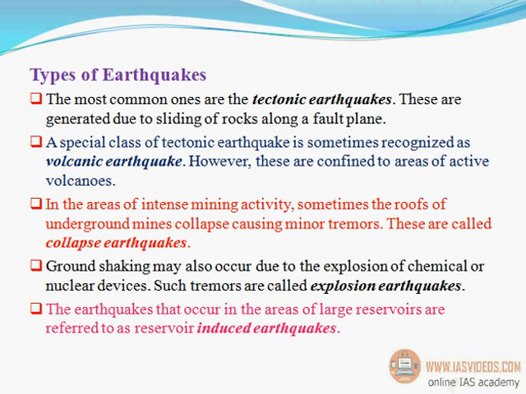In the areas of intense mining activity, sometimes the roofs of underground mines collapse, causing minor tremors. These are called collapse earthquakes. Ground shaking may also occur due to the explosion of chemical or nuclear devices. Such tremors are called explosion earthquakes. The earthquakes that occur in the areas of large reservoirs are referred to as reservoir-induced earthquakes.